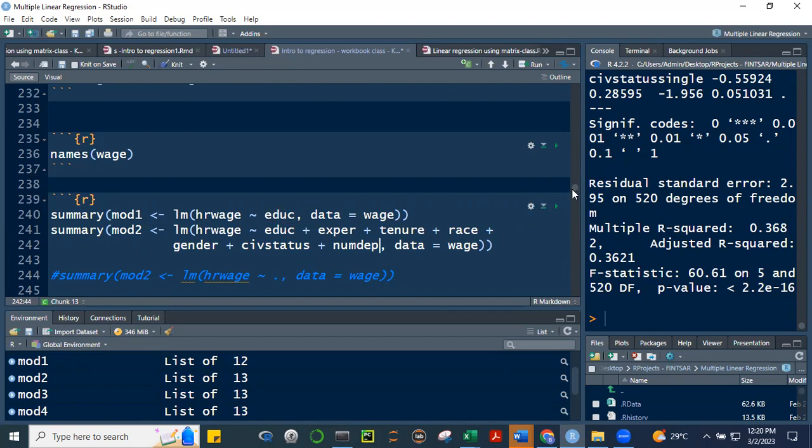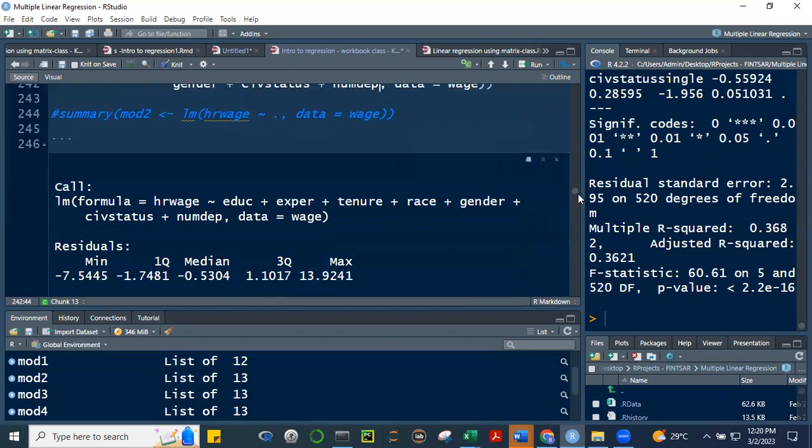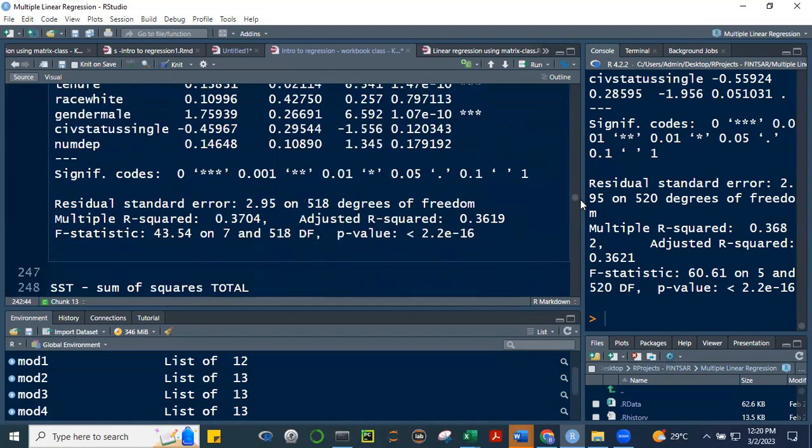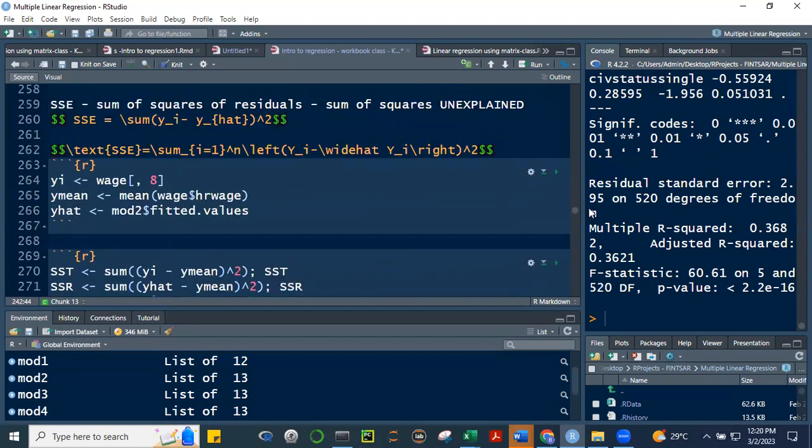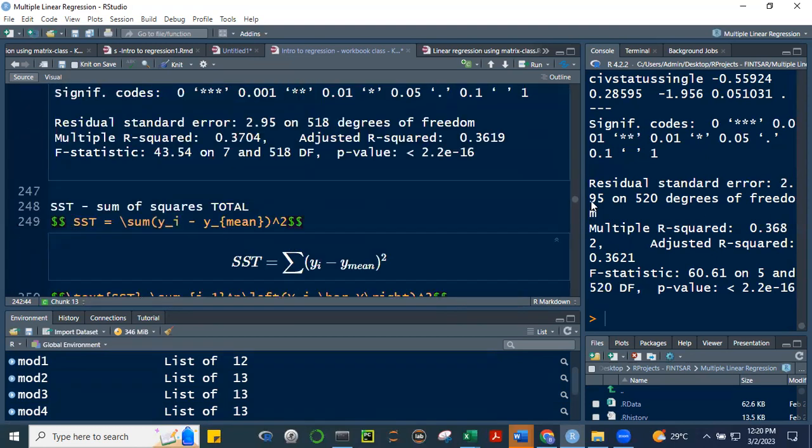So nung nag-ANOVA tayo, ang null hypothesis is model 1 is better kasi restricted siya. And then we arrive at a p-value. Saan na yung ANOVA natin dito? Very, very small, sir. Very small, di ba? So ano yung conclusion natin? Reject natin, no? Yes po. We reject the null hypothesis that model 1 is better. So model 2, which has more predictors, is better than model 1, sir. Thank you, Evan, for that question.